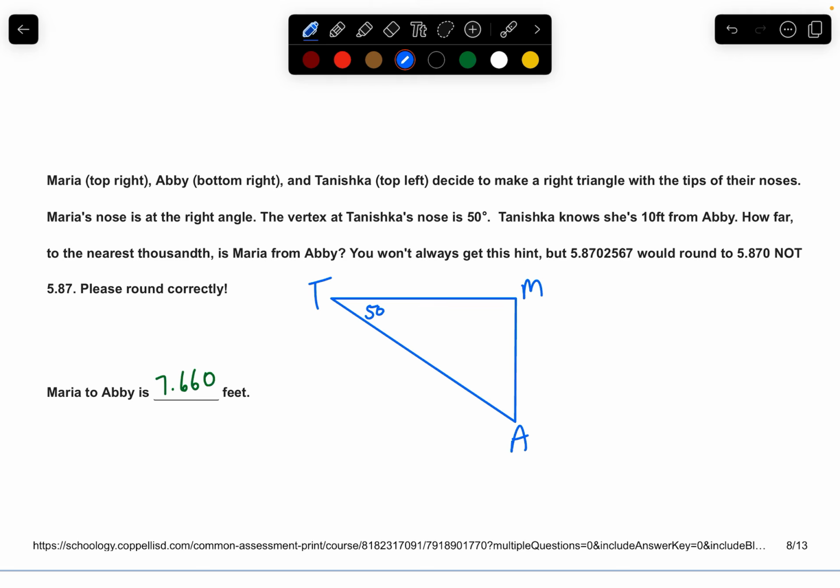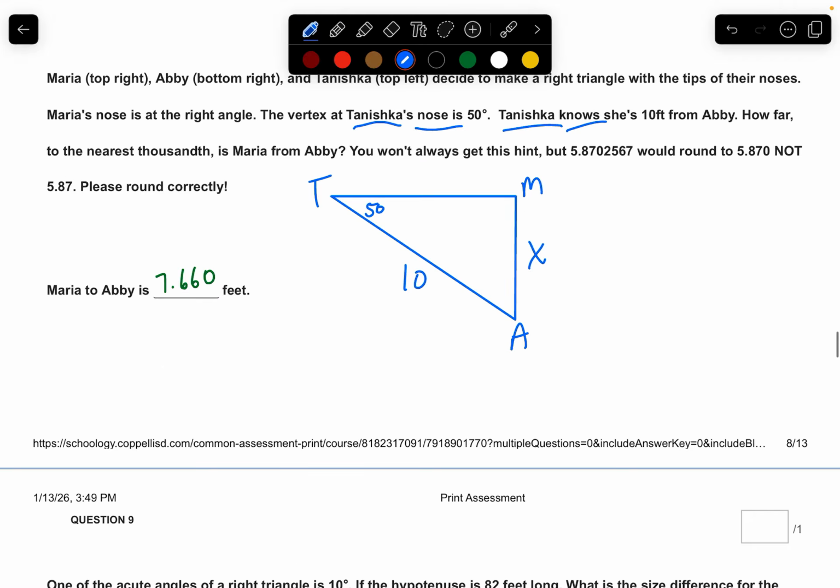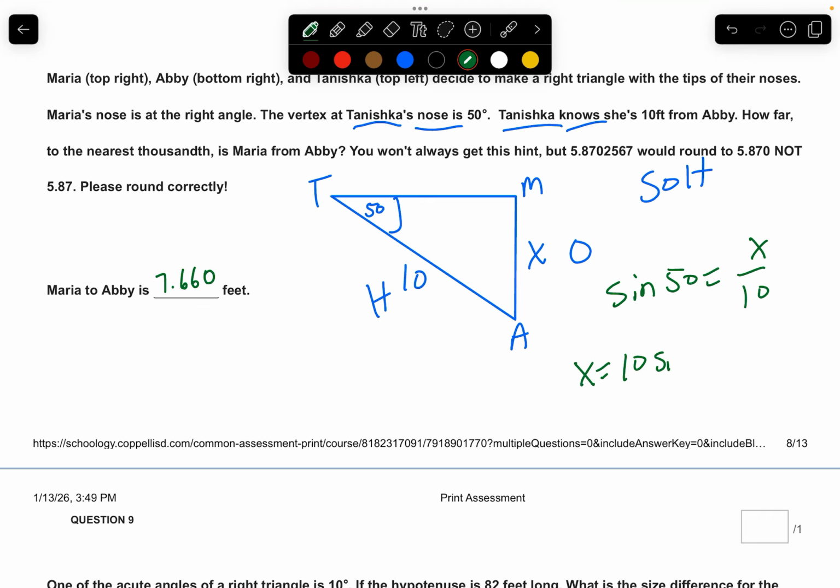Tanishka knows she's 10 feet from Abby. So the distance from Tanishka to Abby is 10 feet. How far to the nearest thousandths is Maria from Abby? That would be this distance. So this is a pretty straightforward trig problem. We have a 50-degree angle. This is opposite over hypotenuse. That's the SO part of SOHCAHTOA. So that's going to be the sine of 50 equals opposite over hypotenuse. If x is up high, all you gotta do is multiply. Get it right your first try. Now we got to type that in, 10 times the sine of 50.